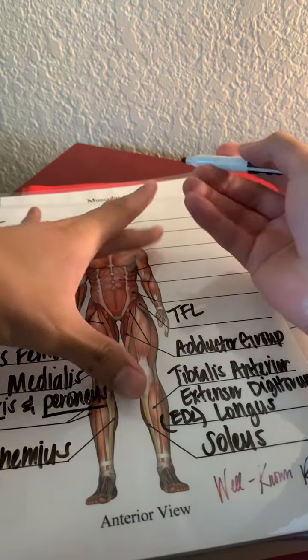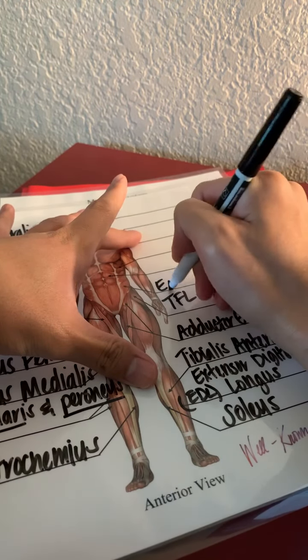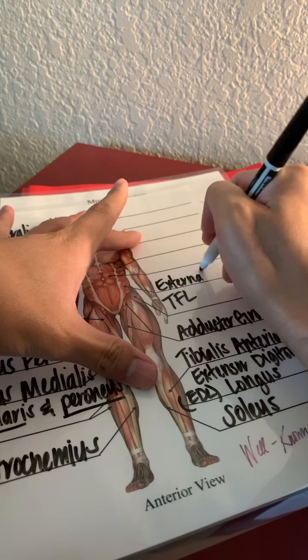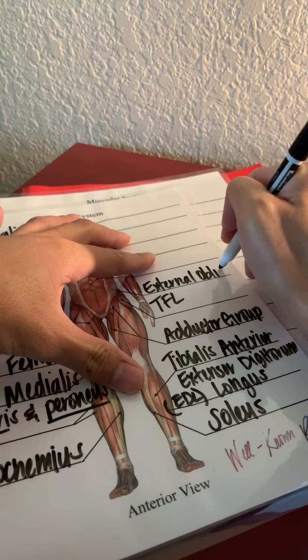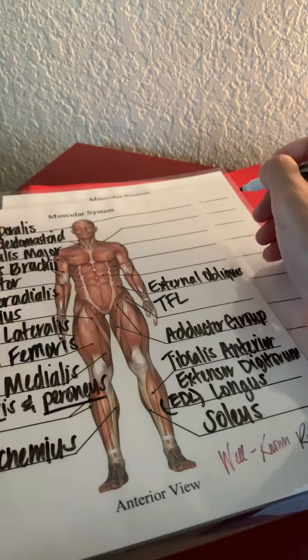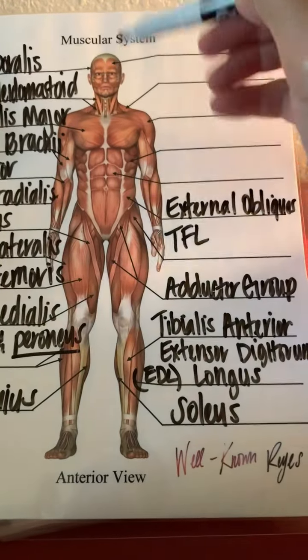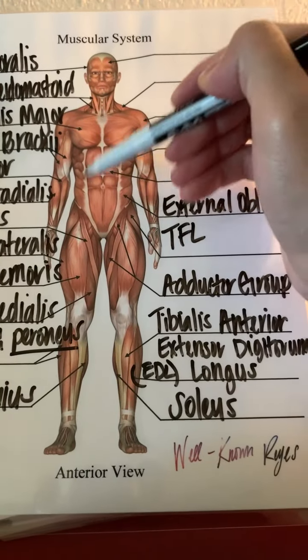So TFL. Next, we have our external obliques right here. Then we have our rectus abdominis.